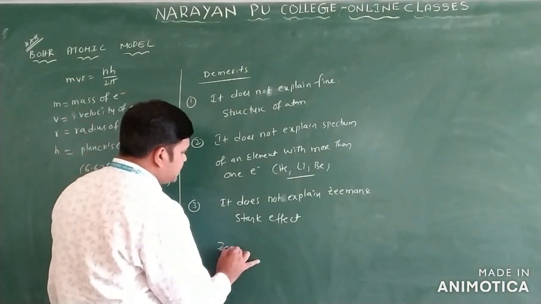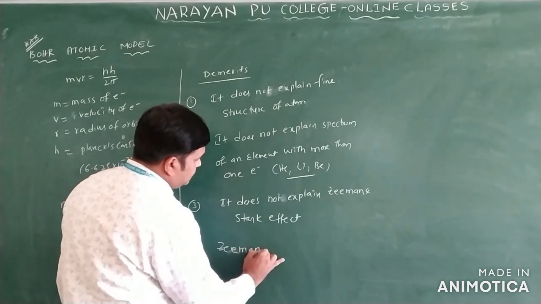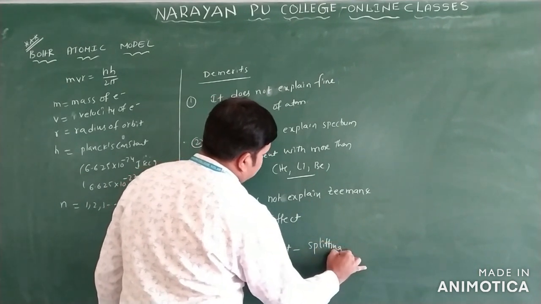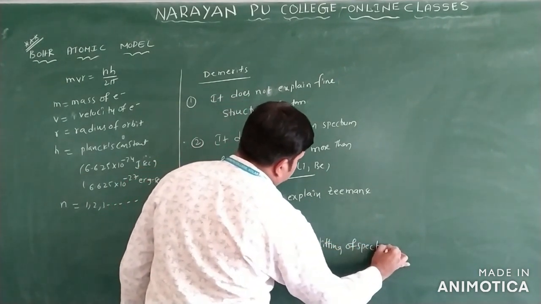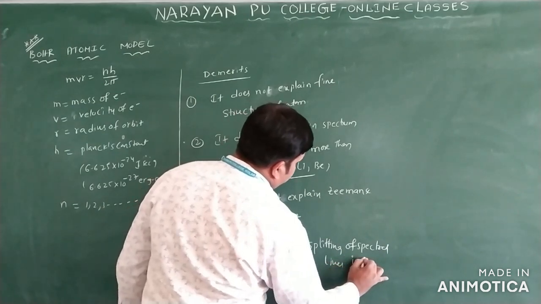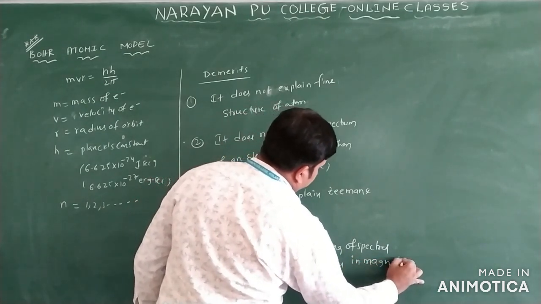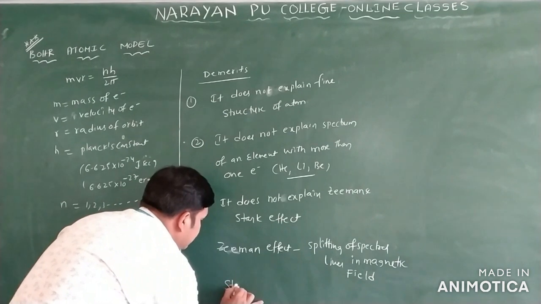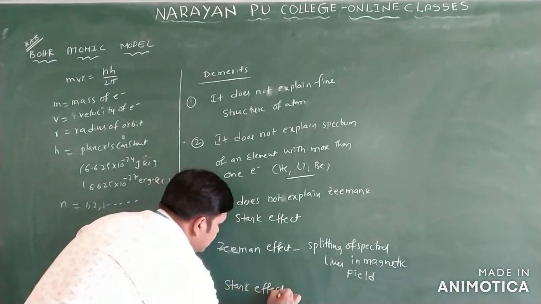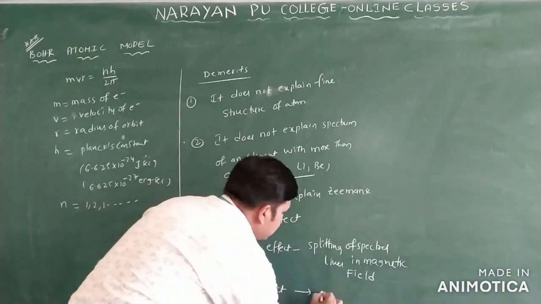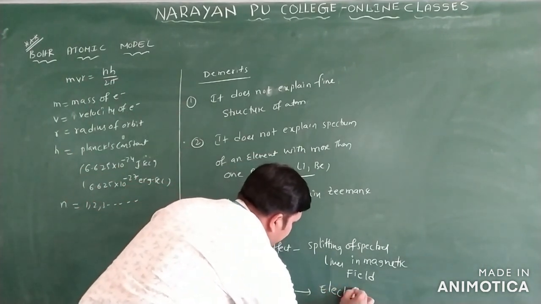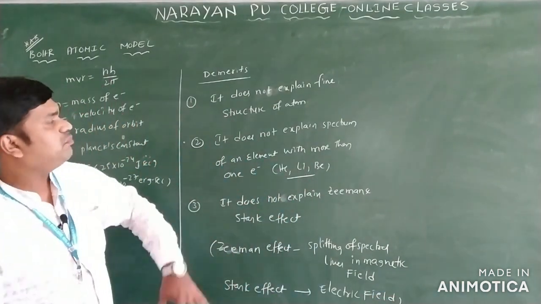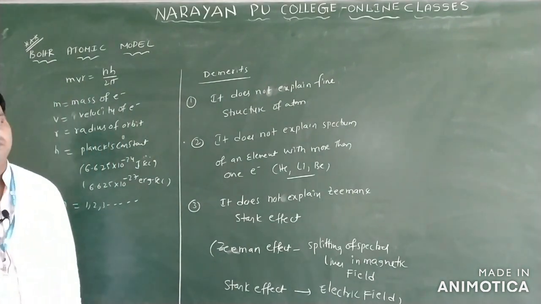So if you want to see here the Zeeman effect, splitting of spectral lines in a magnetic field, that is the Zeeman effect only. So what is the Stark effect we have? Stark effect means splitting of spectral lines in the electric field only. So these are the definitions of the Zeeman effect and Stark effect only. So these are the main demerits of the Bohr model only.